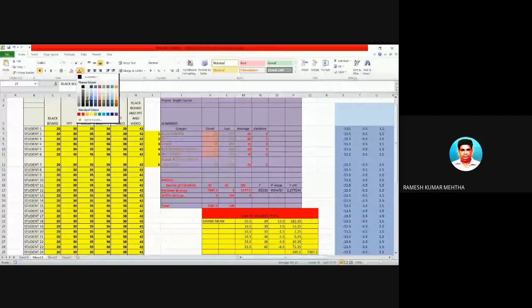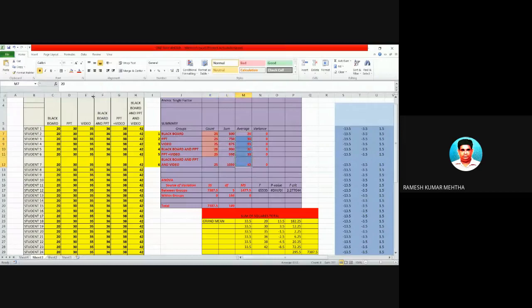Now the next one is average. Average is nothing but sum divided by count. So 500 divided by 25, 750 divided by 25, 875 divided by 25 is equal to 35. So you will get these average marks.